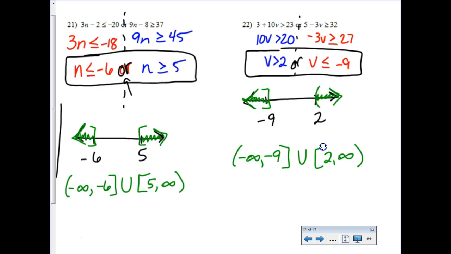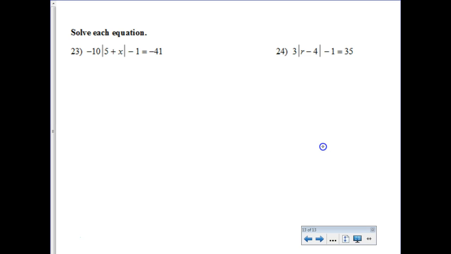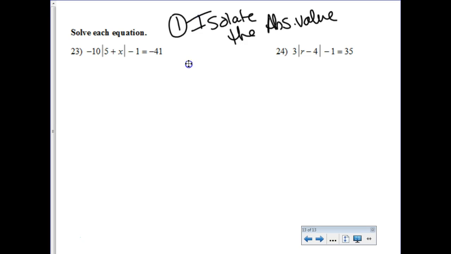All right. One more concept real quick. We're solving absolute value equations. So the first step is to isolate the absolute value. And then after you do that, you're going to set up your two equations. So this thing right here has to be isolated completely before we do any other work. So I'm going to add the 1 over.